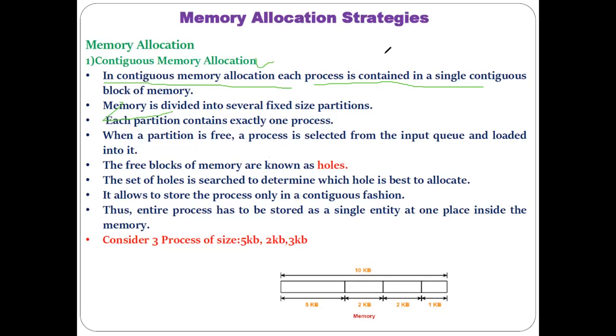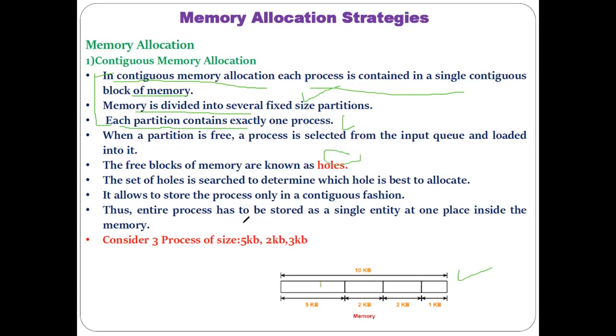So these are the three important characteristics of contiguous memory allocation that you should keep in mind, because we have to compare it with non-contiguous memory allocation. Once again, I repeat: in contiguous memory allocation, each process is contained in a single contiguous block of memory. Memory is divided into several fixed partitions, like here. Each partition contains exactly one process. Understood? And these free blocks of memory are called holes.